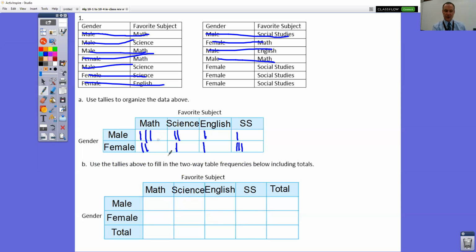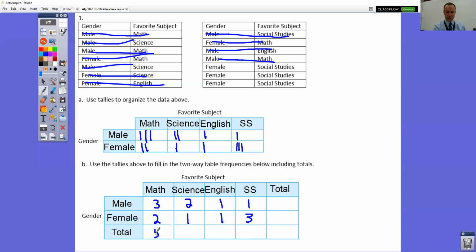So now all that you're going to do is write the actual numbers. So male math, there's 3. Female math, there's 2. Male science, there's 2. Female science, there's 1. English, there's 1 and 1. Social studies, there's 1 and 3. Then you're going to have to find your total. So you have to add the columns going down and add the rows going across.